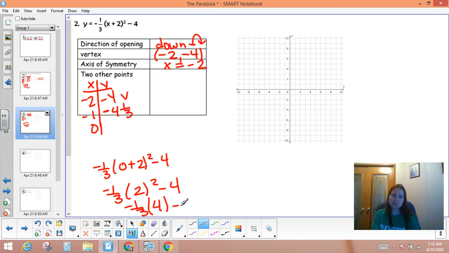This is 4. Okay, so we plugged in 0. We got 2. We squared it, we got 4. Times -1/3, you get -4/3. Minus 4. So if you remember, -4/3 is -1 and a third. So if you subtract 4 from that, you get -5 and a third.